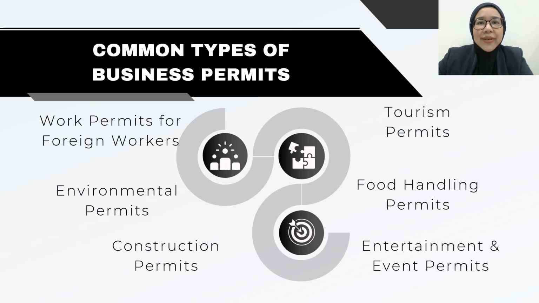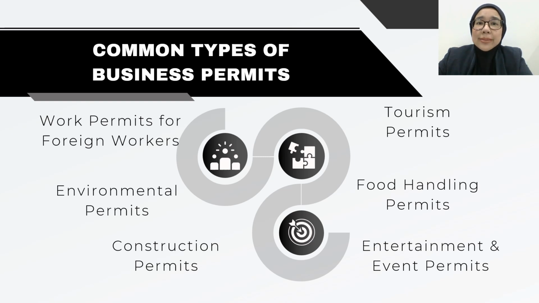Second one, the environmental permit, required for businesses that may have an environmental impact, such as manufacturing, construction, or waste management. It is issued by the Department of Environment or the relevant state's environmental agency. Next one is the construction permit. It is required for businesses engaged in construction activities, including building, renovation, and development projects. It is issued by the local authority or municipal council.